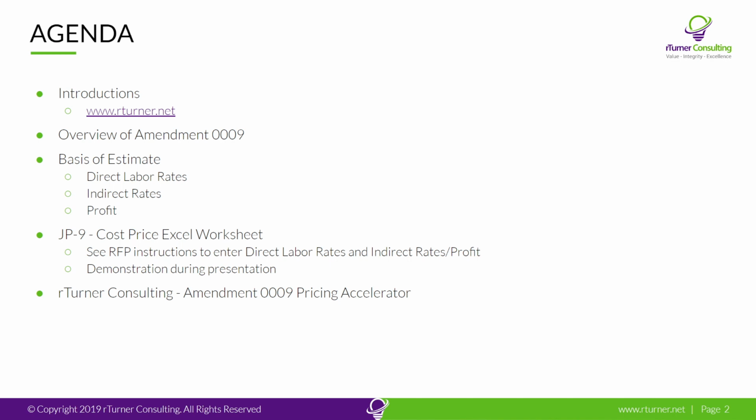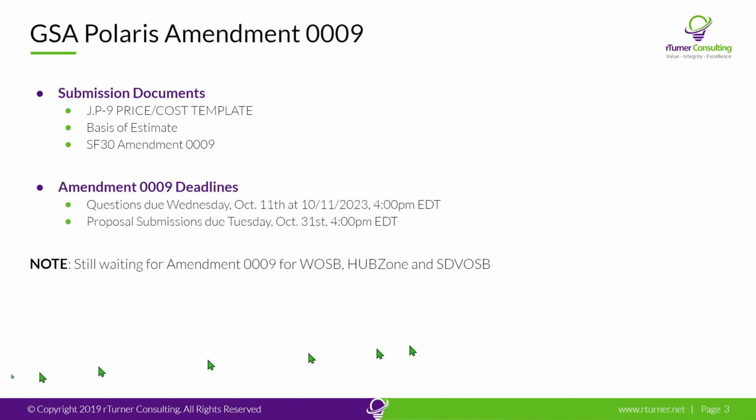And so, what we've done, if you've been with us since we've been supporting Polaris, you will have seen the first revision of our pricing accelerator. So we've updated that with what GSA has brought to us with Amendment 9. So let's get into that, and then we'll talk about updates to our product that you can take advantage of, as well as how you might address Amendment 9.